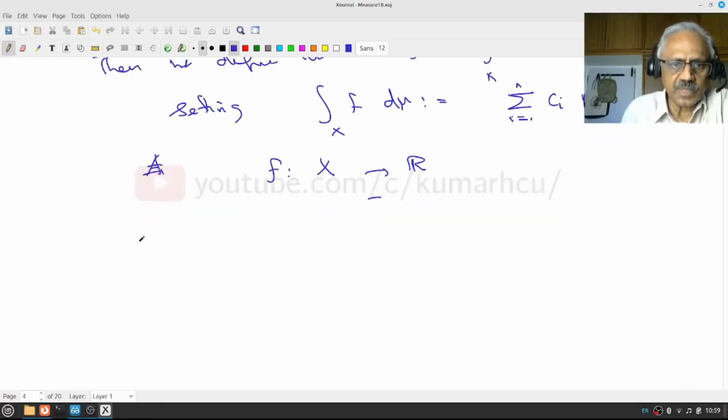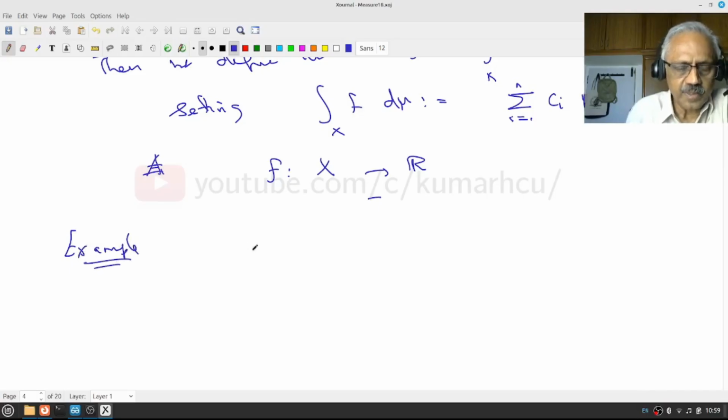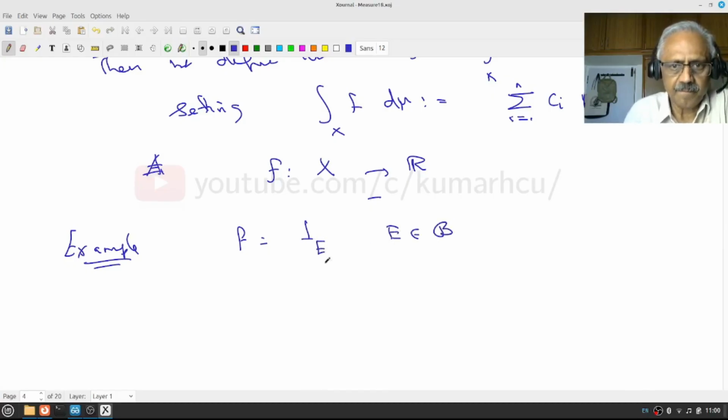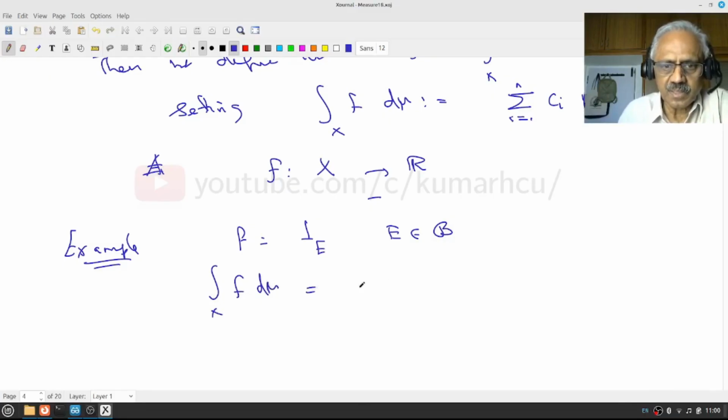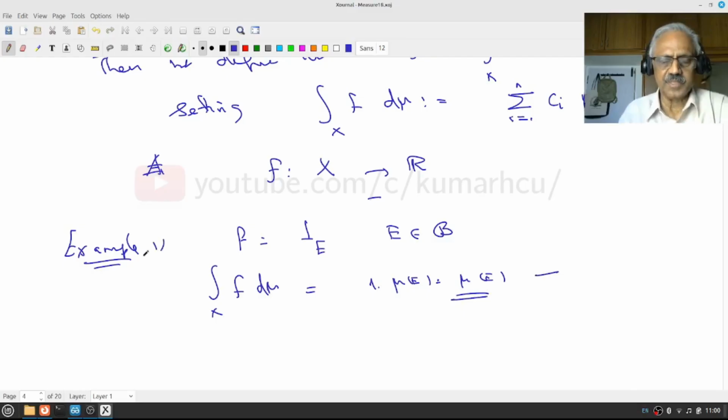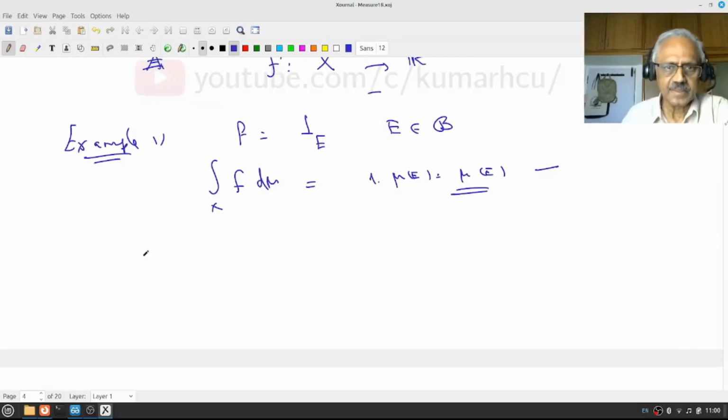Is this clear? Let us look at a very first example. Therefore, if my f is the characteristic function of a measurable set E, what is the integral of f d mu over X? By definition, f is this one, therefore it's going to be 1 times the measure of E, which is the measure of E. This is the first example, a very trivial example, right?